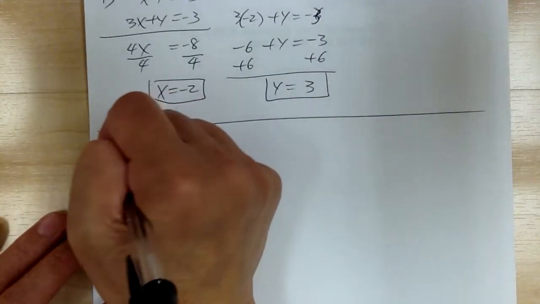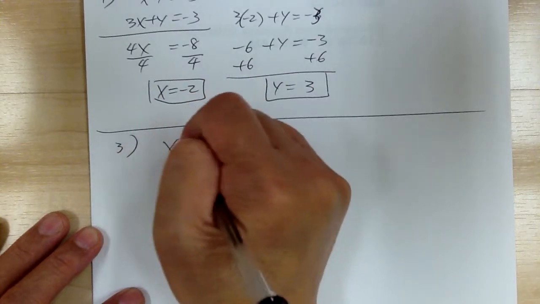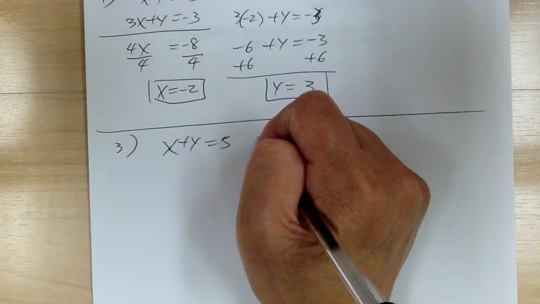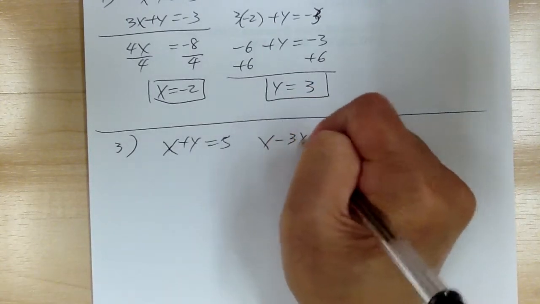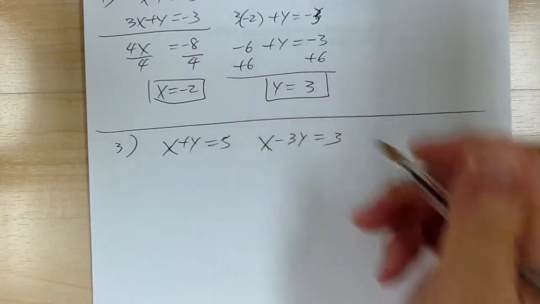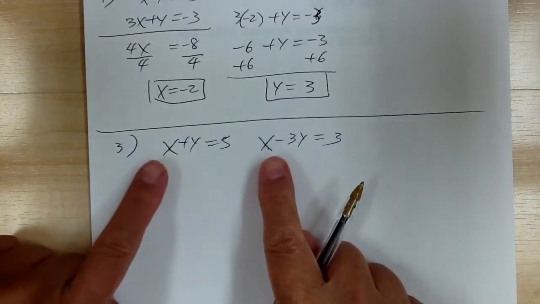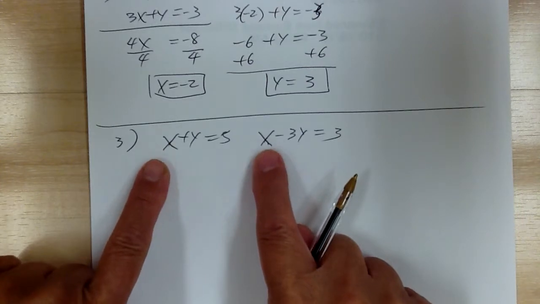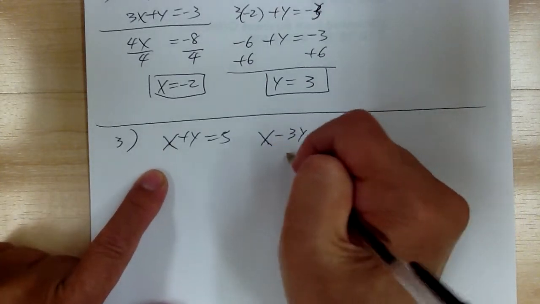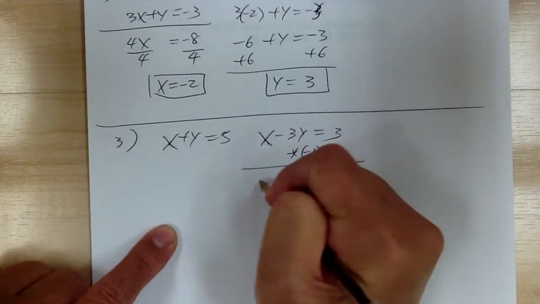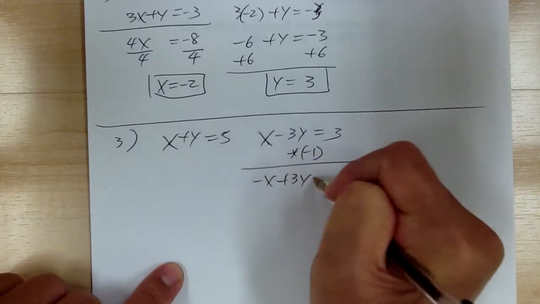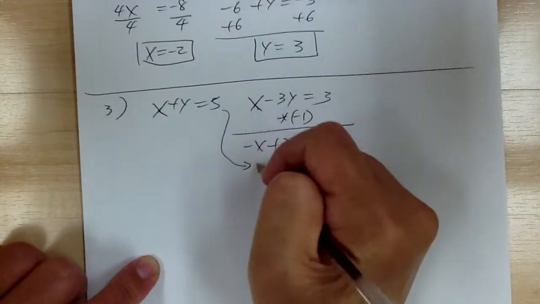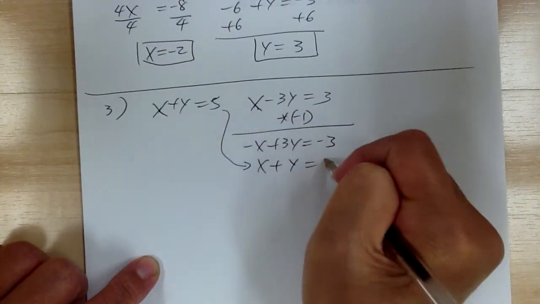Okay, let's go to number 3. You've got x plus y equal to 5 and x minus 3y equal to 3. I'm going to make the x opposite because they are lower coefficients, so it's easier to do. So I'm going to multiply this by negative 1. So I get negative x plus 3y equal to negative 3. And I'm going to put this one under here. So I've got x plus y equal to 5.